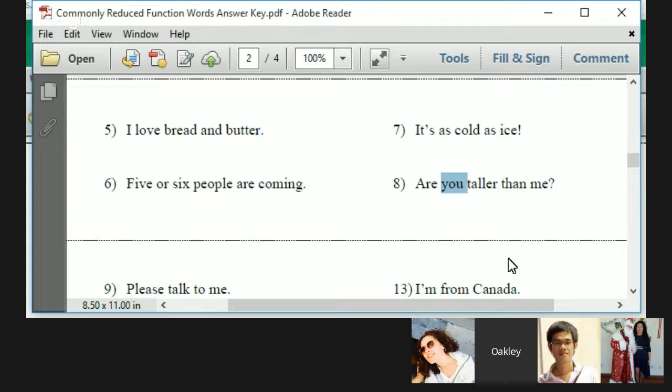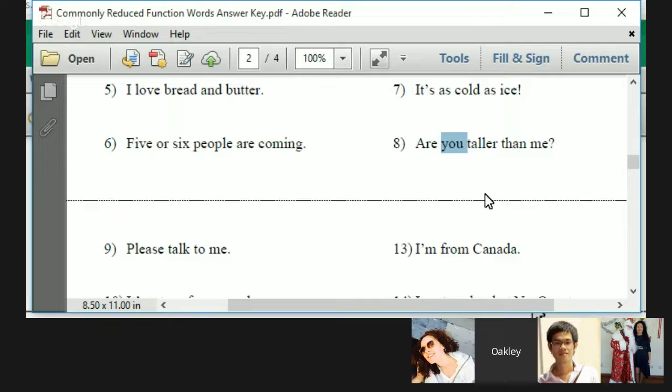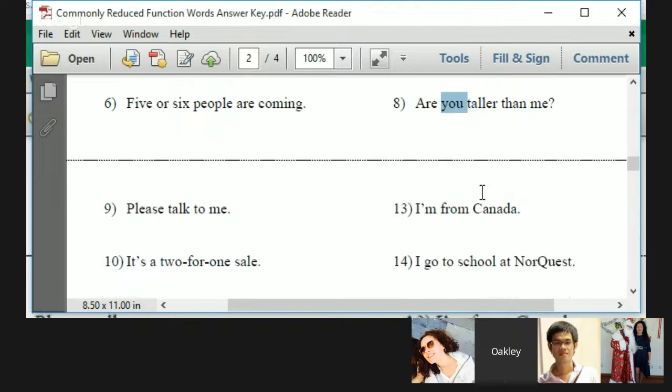It's almost an I sound, really. Yes. But it's still schwa. It's just a subtle difference. No big deal.